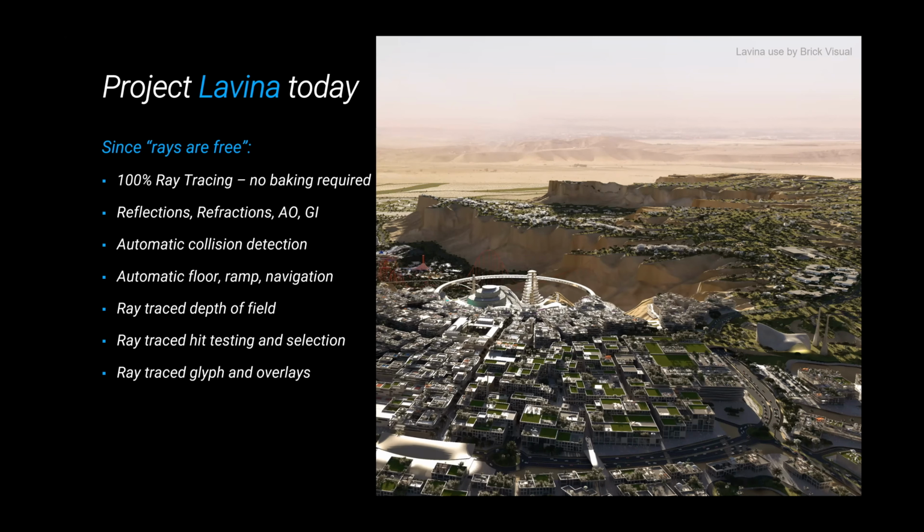So obviously we're doing ray tracing entirely, but also we get automatic collision detection. It's nothing to shoot dozens of rays to see where our collisions is. So we can walk around and bump into walls. We have automatic ramp and floor discovery, essentially by casting rays. Depth of field is all ray traced. Hit testing, everything I was doing on selection, that's all casting rays.